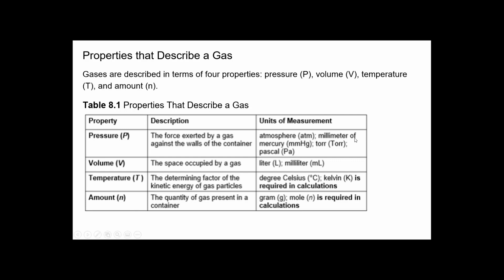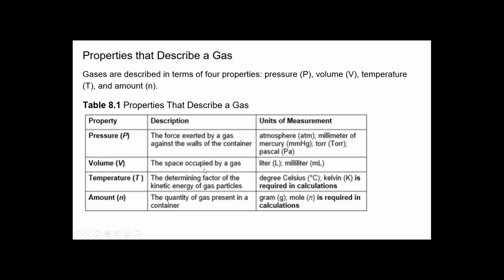Now, the units of measurement are atmosphere, millimeter mercury, which is mmHg. This is mercury, torr, and Pascal. There's also inches mercury, so it would be inches of mercury. I don't know why that one's not listed here.